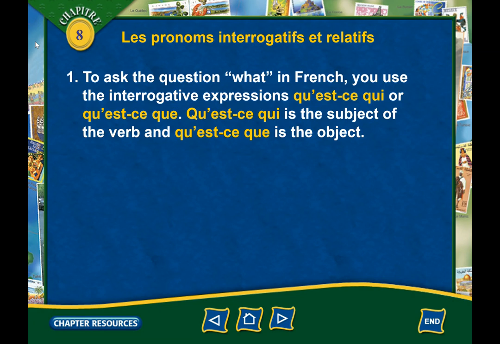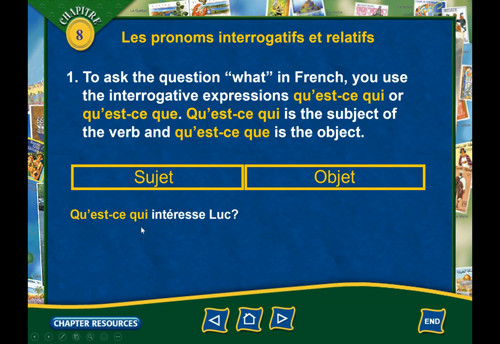Okay, so we are talking today about interrogative and relative pronouns. And this is how we ask the question what in French. There are two ways. You're familiar with the word qu'est-ce que, you know that means what, but we also have qu'est-ce qui. So if you go back and you remember when we talked about the relative pronouns, qui and que, qui before a verb, que before a subject noun, this is the same exact principle, okay? So it's not really much new. Qu'est-ce qui, qu'est-ce que, they're always going to start a question. All right, let's take a look.